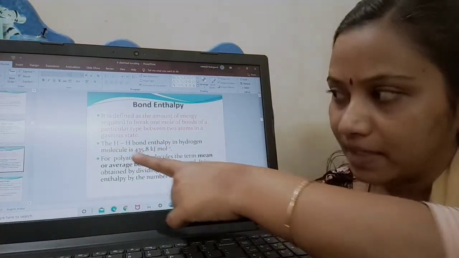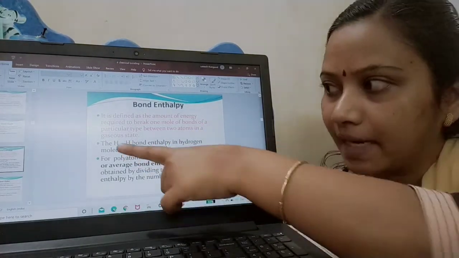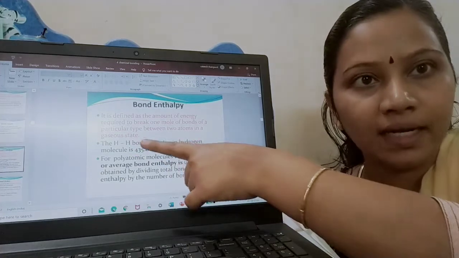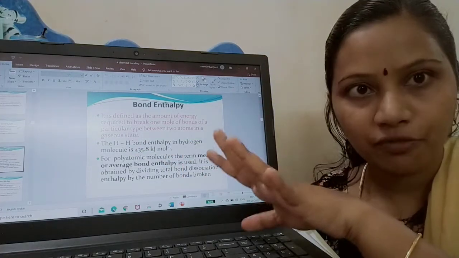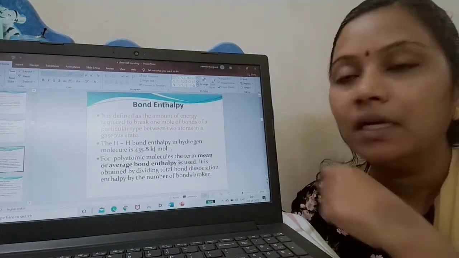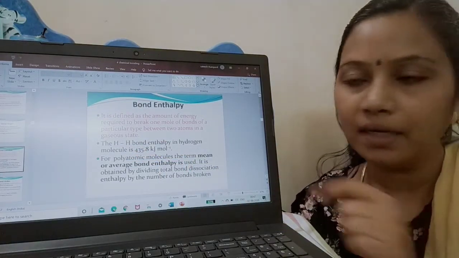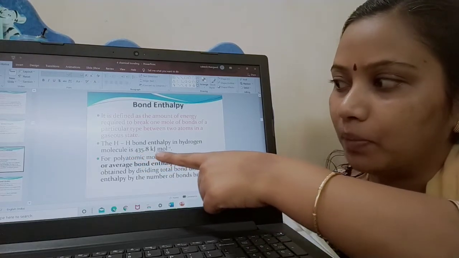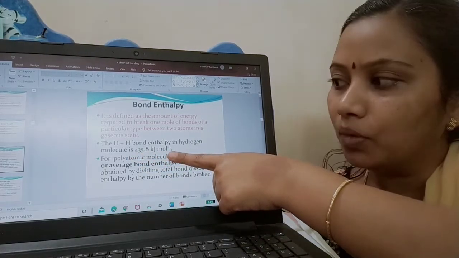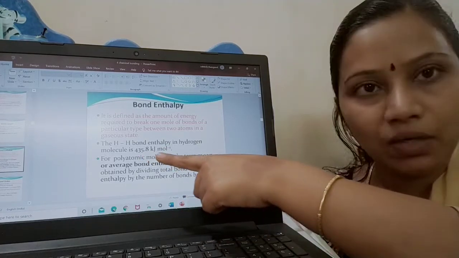Now say for example, the bond enthalpy of H2. This is a hydrogen molecule. Two hydrogen atoms are linked together by means of a bond. Now I want to break the bond between the two hydrogen atoms. How much energy is required? It is 435.8 kilojoules per mole. Since it is an amount of energy, I am representing it with kilojoules.